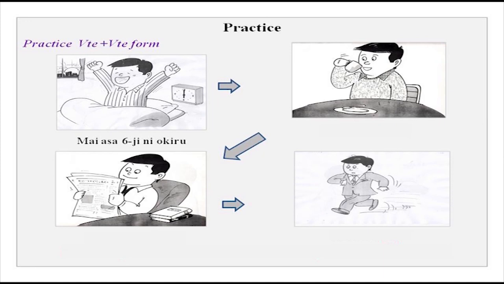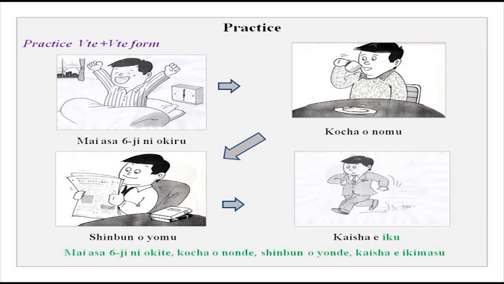So, okite, kocha o nomu, kocha o nonde, shimbun o yomu, shimbun o yonde, kaisha e iku, kaisha e iki, masu. So please do this in order. Practice at home with a friend. Think of a situation and do it like this with your partner.